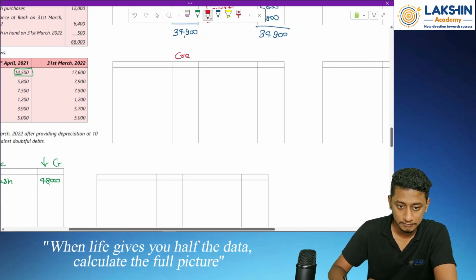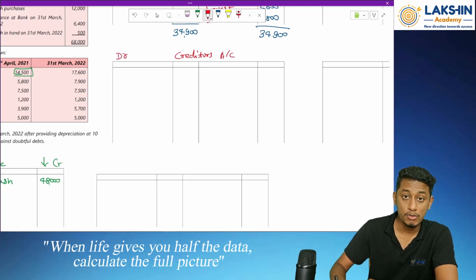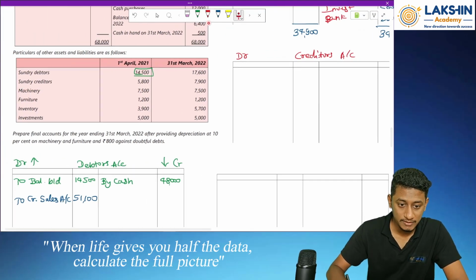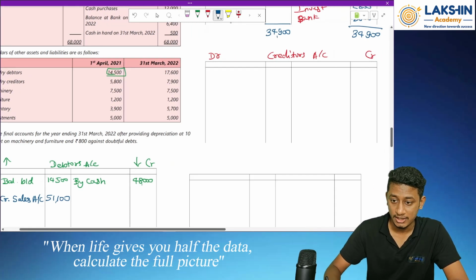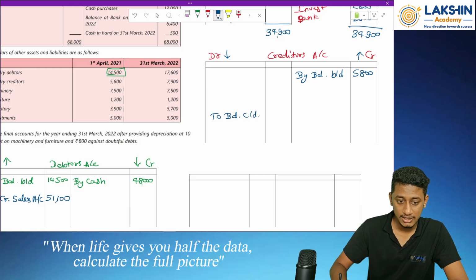Creditors account. I need to prepare the creditors account to find out the value of credit purchases. My sundry creditors values are given to me. The opening balance is 5,800. Opening balance will come on which side? On the credit side. Why? Because creditors have a credit balance. So by balance brought down is 5,800. And what is the closing balance? To balance carried down is 7,900.